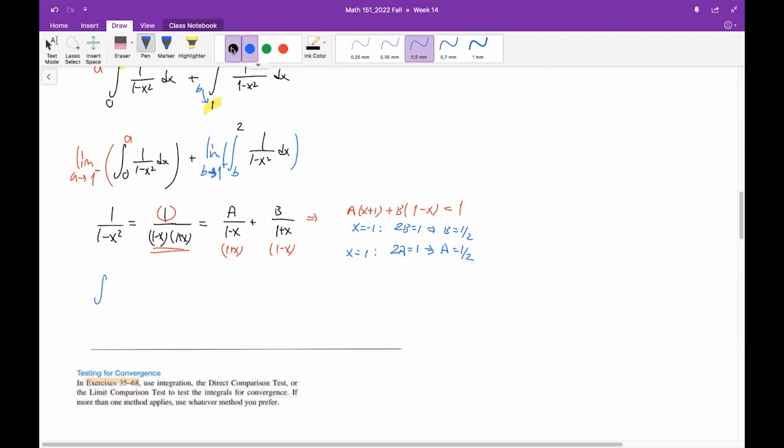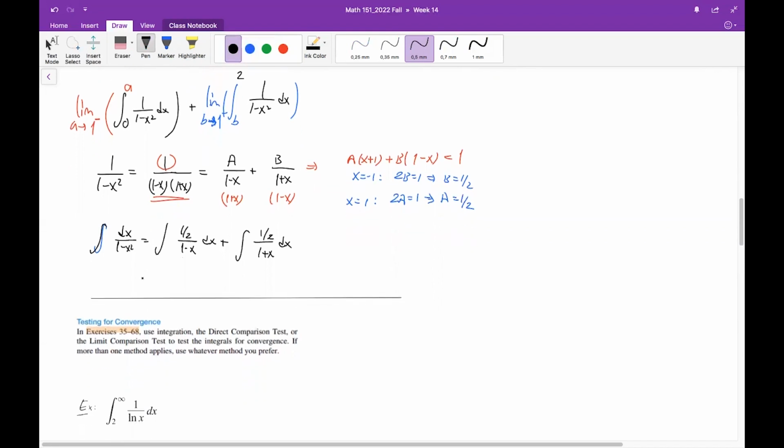so the integral, let me write down the integral. The integral of x over 1 minus x squared is evaluated as 1/2 is the value for a, and then another 1/2 for the value of b. These are the integrals now. So how do you evaluate this? You can take this 1/2 out from the integral, then the remaining part is evaluated as minus ln of 1 minus x, right? And similarly, this is plus ln of that given function.